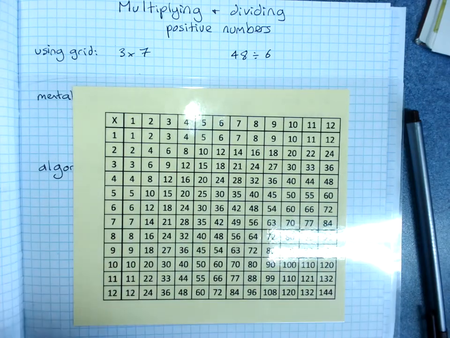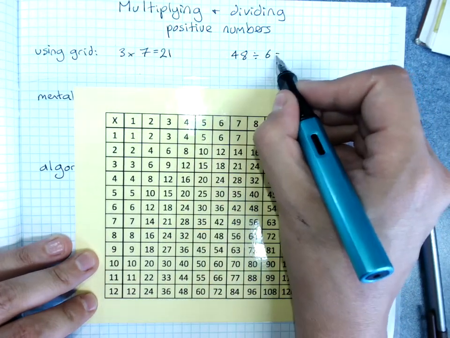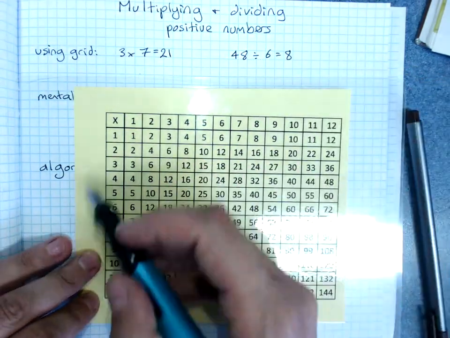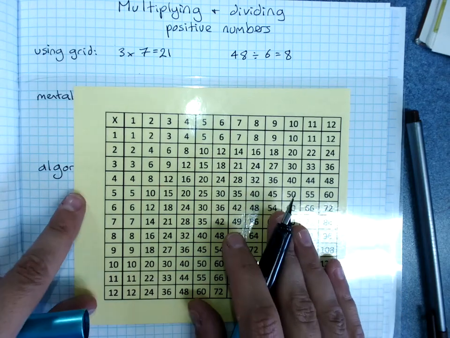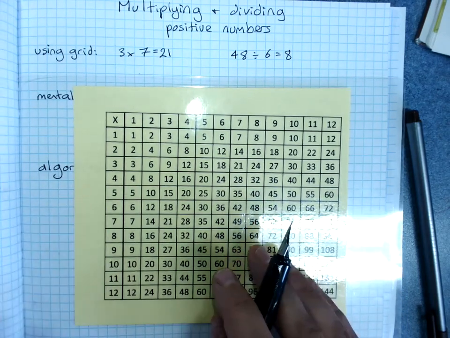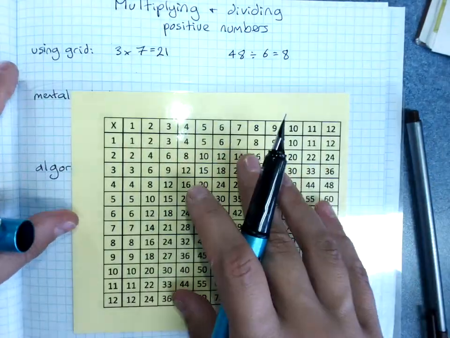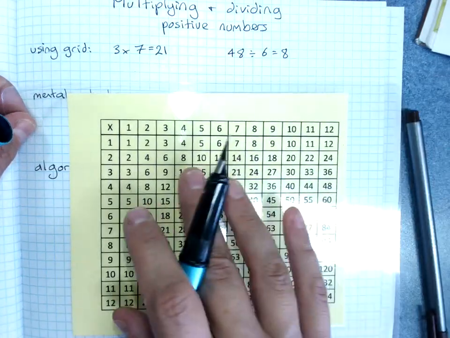I should put some answers in. So 3 times 7 was 21, 48 divided by 6 was 8, and you can use this to check if you're not sure in a test, because sometimes we panic and forget our times tables. So just making sure that you know how to use this. If it didn't make sense, watch the core video.